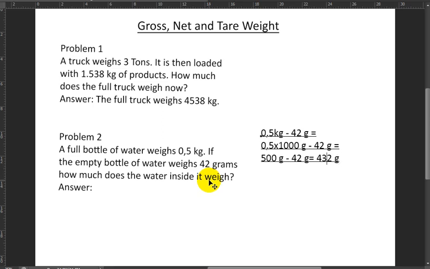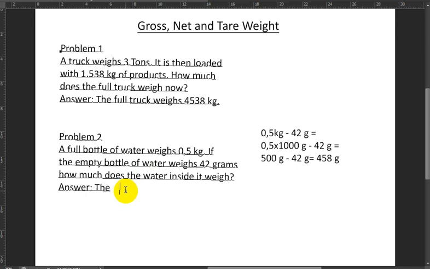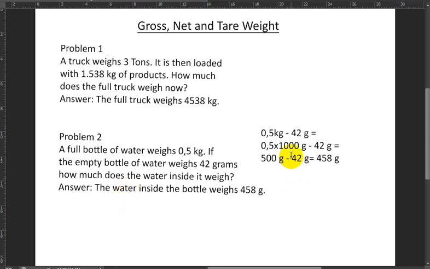Sorry, not 432. Sorry, my mistake. Don't know what I was thinking there. 458. Big mistake there. Sorry about that. So, the water inside the bottle weighs 458 grams. Copy that.